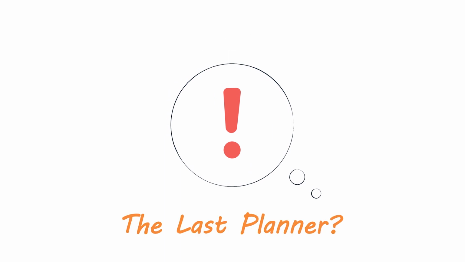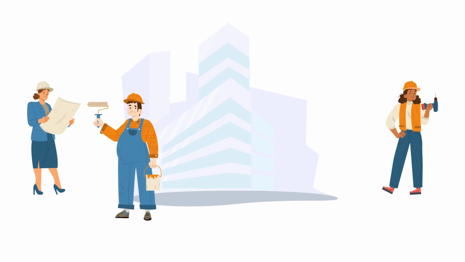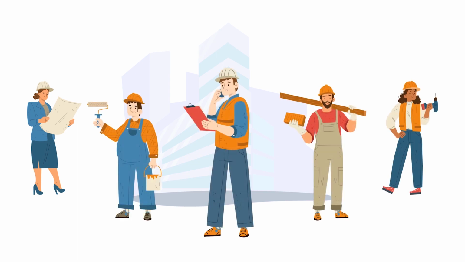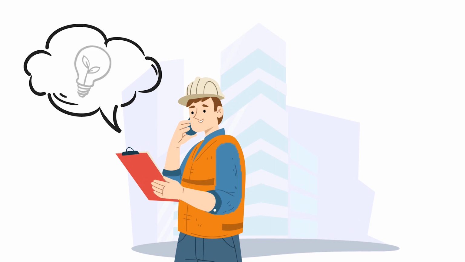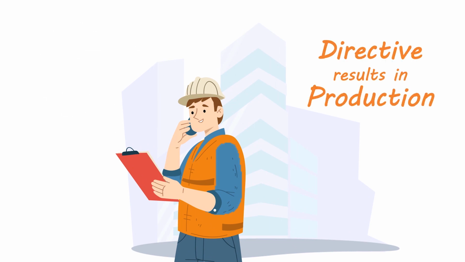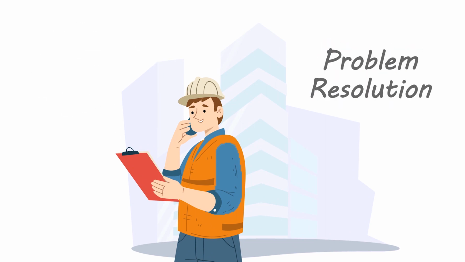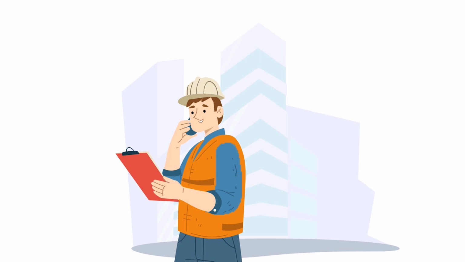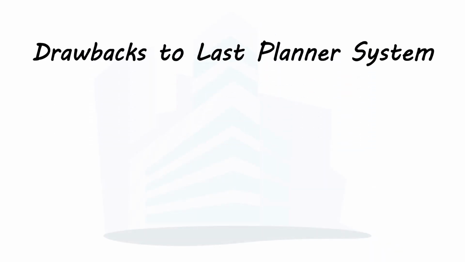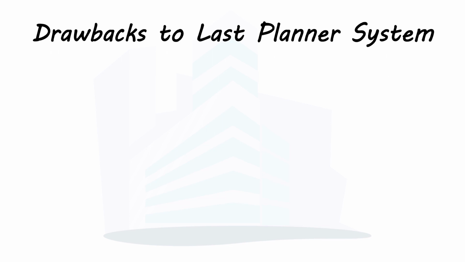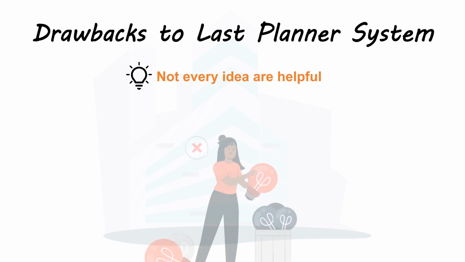So who is the last planner anyway? This is the individual responsible for the production unit's work or output. The last planner is also responsible for that unit's ability to produce. If the unit cannot produce, it is still up to the last planner to find out why and work to resolve the issue. Drawbacks to the last planner system are few but important.